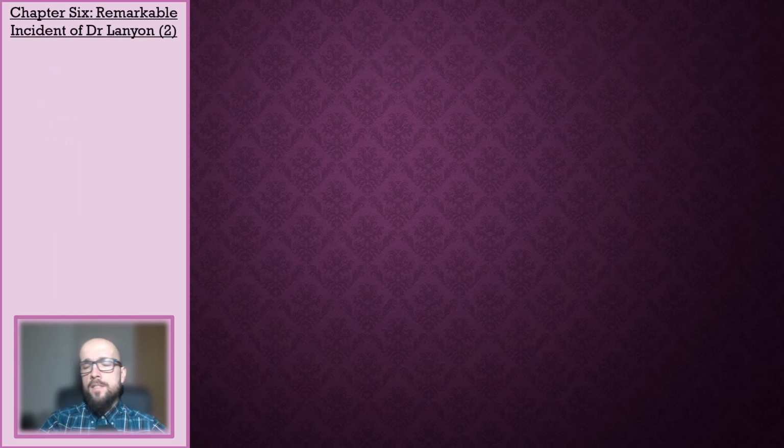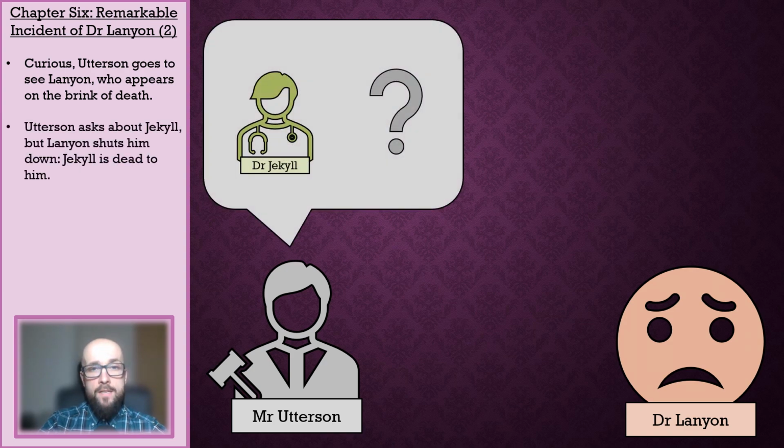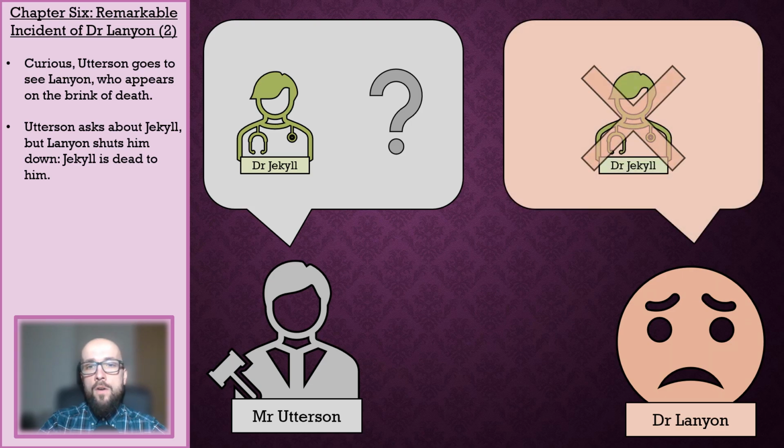Curious about his friend's sudden seclusion, Utterson once again goes to see Dr. Lanyon for some answers. Once he sees his friend, though, he notices that he appears to be on the brink of death. Lanyon explains that he has received a great shock recently and feels that he may die soon. So Utterson asks him about Jekyll, but Lanyon shuts down the conversation. Jekyll, he says, is dead to him.